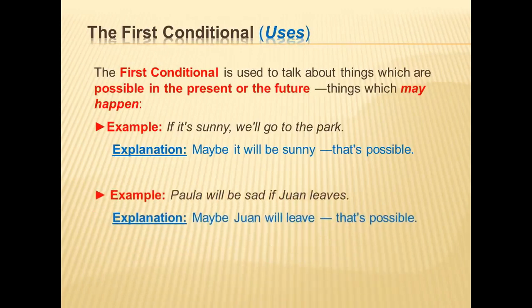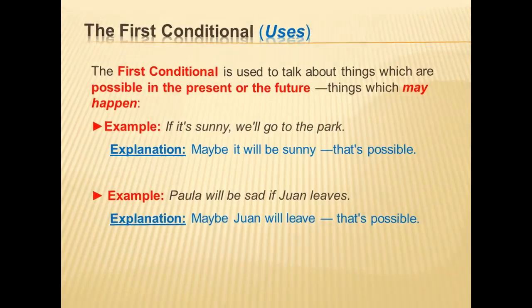One more: Paula will be sad if Jane leaves. Explanation: maybe Jane will leave. That is possible. For example, like love and something else as well. If someone betrays someone, someone will cry, and it is possible to happen in the future.